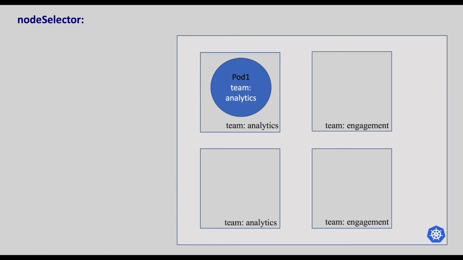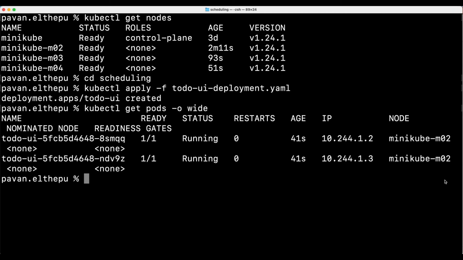So let's see this in action. We can add labels to nodes with kubectl label node and the node name. Let's choose the first node whose name is minikube, and we should give the label in the form of key and value pairs. team=analytics.